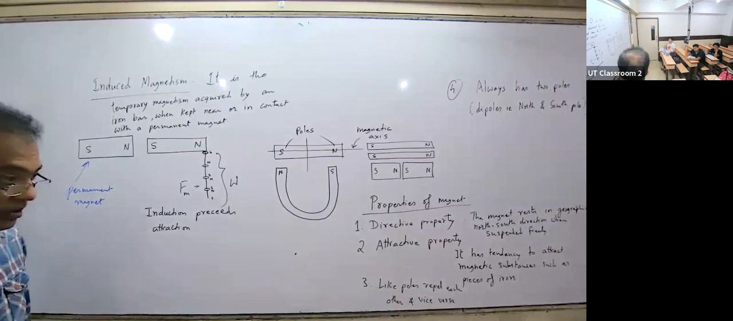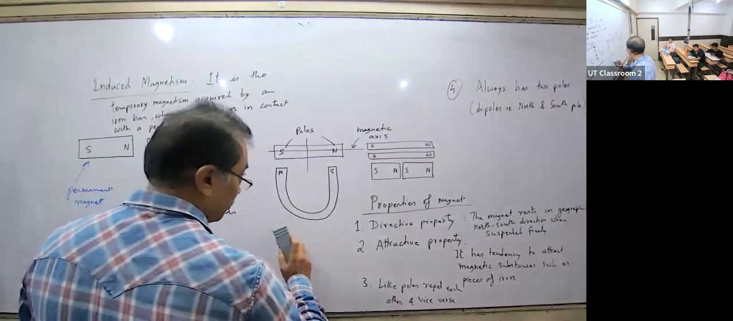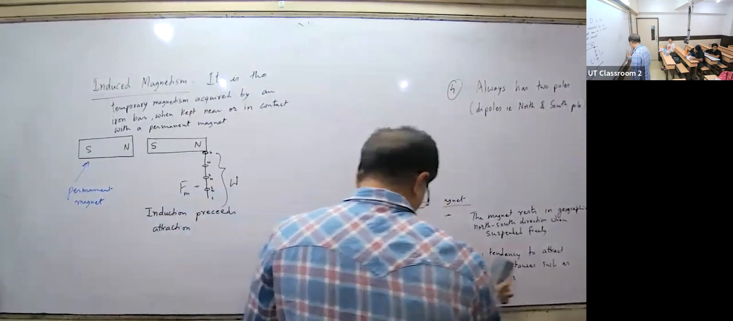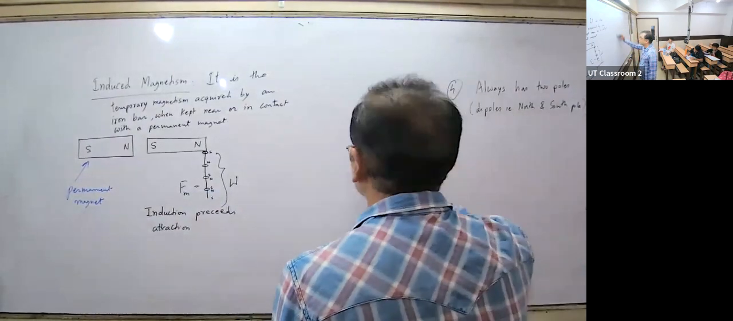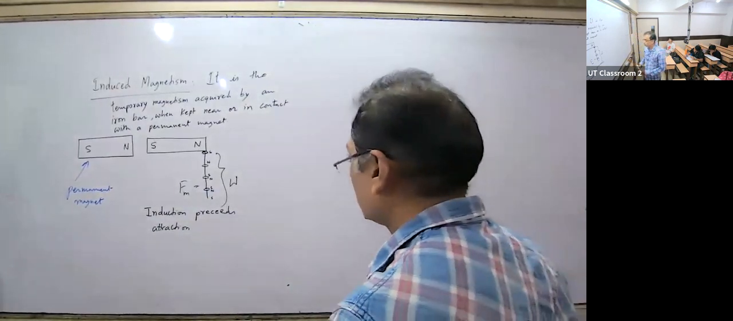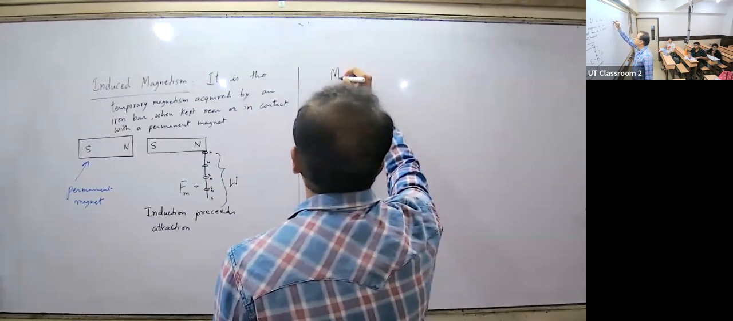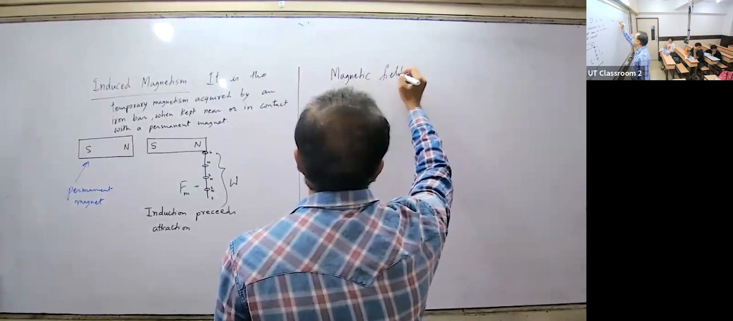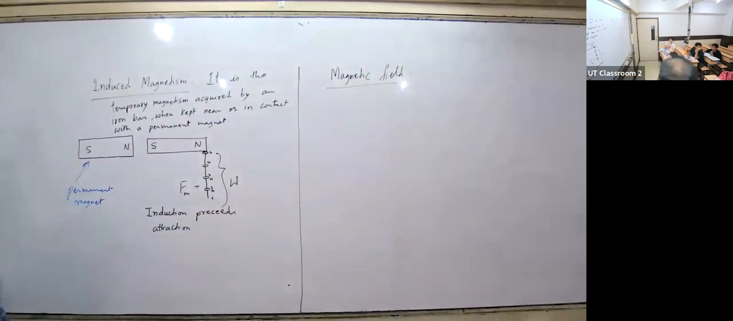So, in the last lecture I covered the properties of magnetic field. And did I define what a magnetic field is? What is a magnetic field?